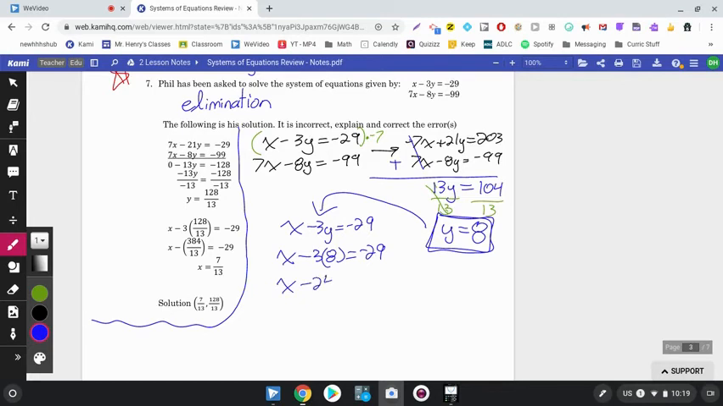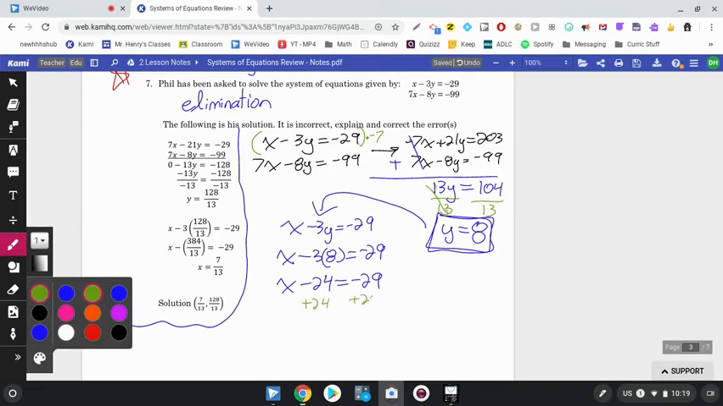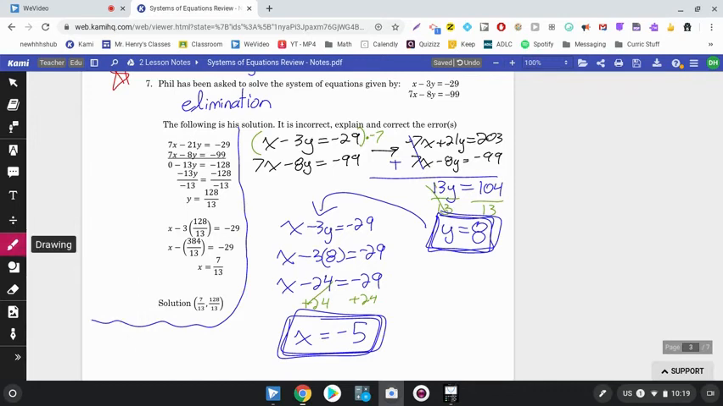X minus 24 equals negative 29. And now it's just a one-step solve. Add 24 to both sides. You get an answer. X equals negative 5. Done. Okay, so I got the right answers. We know the mistake that Phil made, and then I solved this one correctly with elimination. All right, so there you go. That's all 3 methods that we've now looked at.